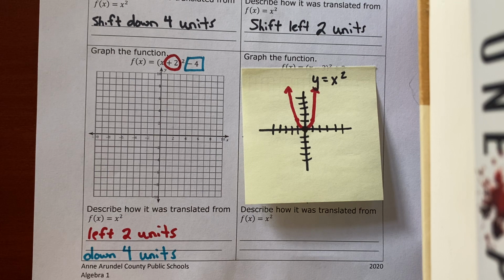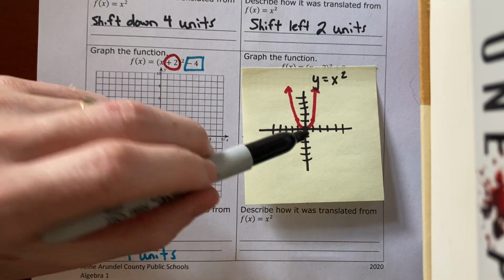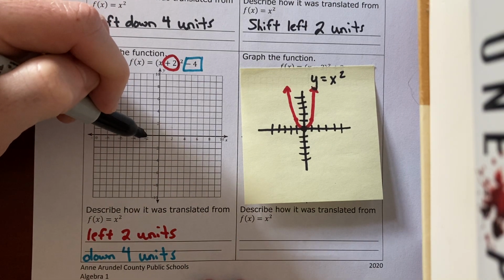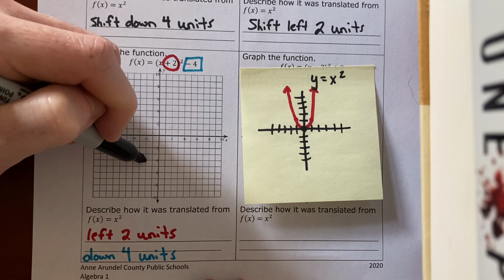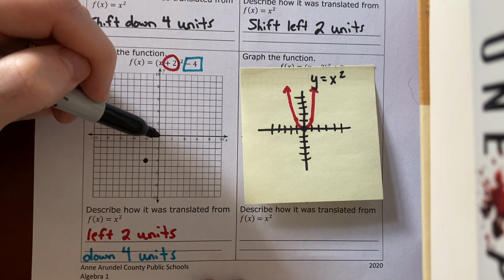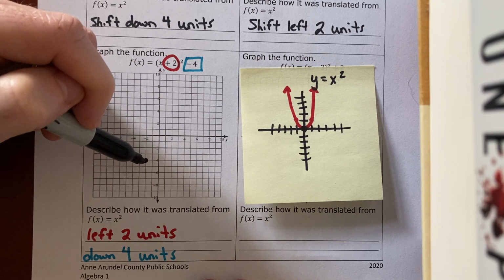Now this is the tricky part. Make sure you're only making 1 point when we're making our vertex. Remember, the vertex is just 1 point. My vertex of my parent function starts at the origin, at 0, 0. So always put your point at the origin, and then I'm going to go left 2, and then I'm going to go down 4, and then I'm going to put a point. Start where the parent function would normally start. Our transformations told me that I went left 2, and then down 4.